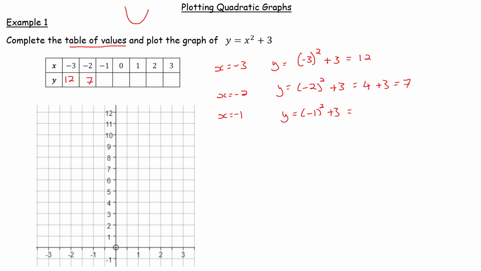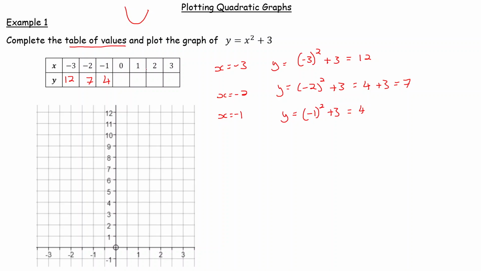Minus 1 squared is equal to positive 1, add 3 is equal to 4. So when x is minus 1, y is equal to 4. And again, you must substitute in the x value using a bracket. If you type in this on your calculator, it will give you a different answer. You've got to put it in using a bracket. If you type this in your calculator, minus 1 squared plus 3, you will get 4 with the bracket there.